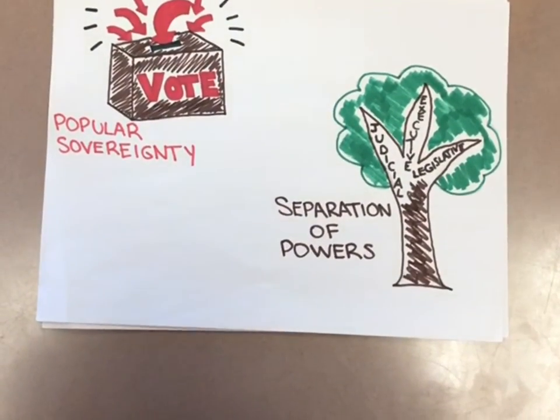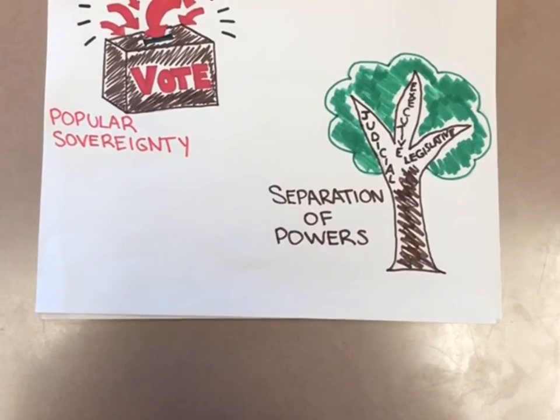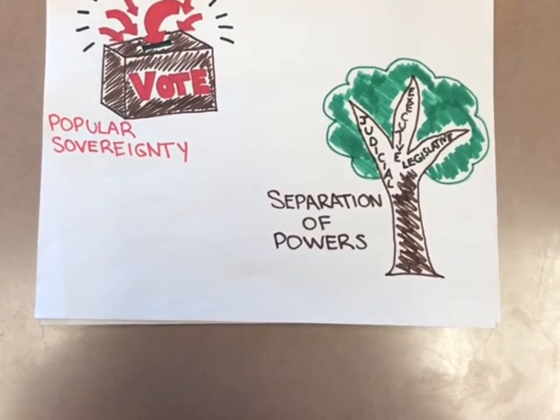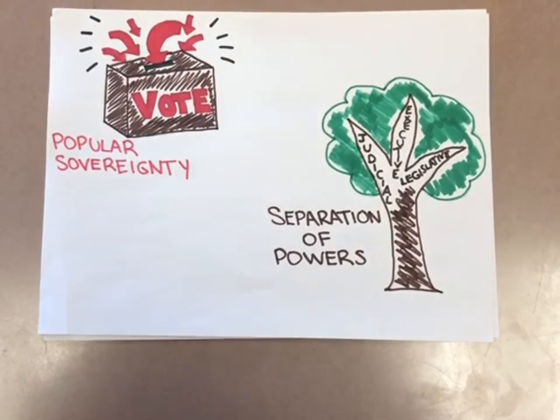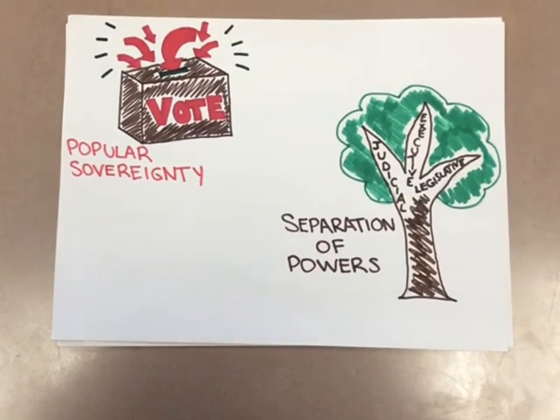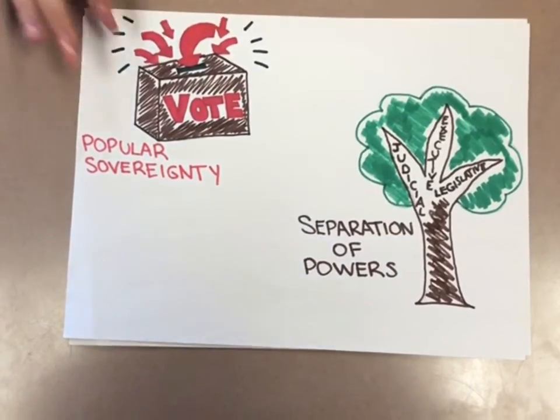Popular sovereignty. This is the idea that when voting for people in office, the popular vote by society is a popular vote for the country. Separation of powers. This is the concept that splits the government into 3 branches, allowing our checks and balances system to work. This is the way that our government can regulate decisions and split the duty of our government.